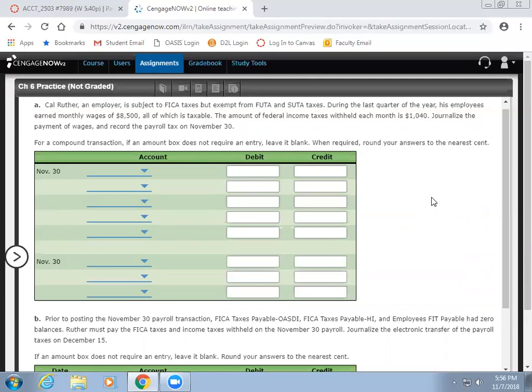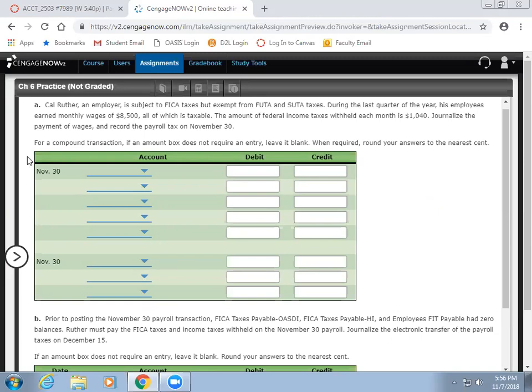And then the last journal entry will be actually paying off whatever liability accounts we created in those journal entries. So for this first one, it says Hal Ruther, an employer, is subject to FICA taxes but exempt from FUTA and SUTA taxes. During the last quarter of the year, his employees earn monthly wages of $8,500, all of which is taxable. The amount of federal income taxes withheld each month is $1,040. So they want us to journalize the payment of wages and record the payroll tax on November 30th. Well, he doesn't have to pay federal or state unemployment.